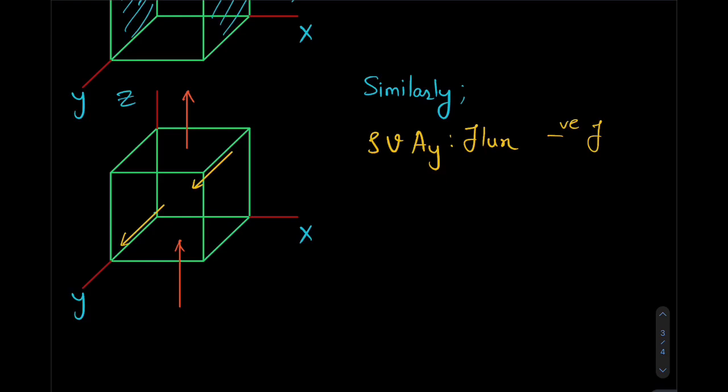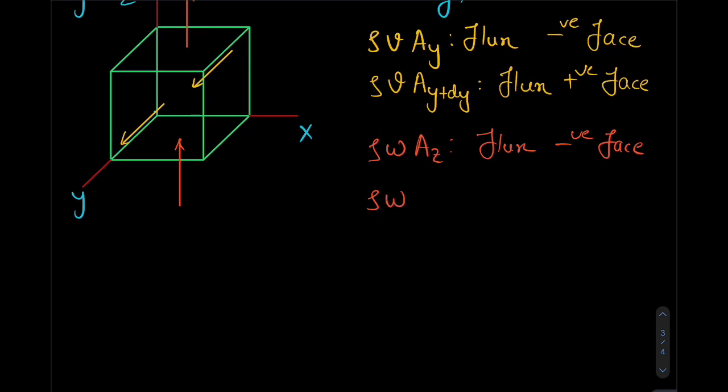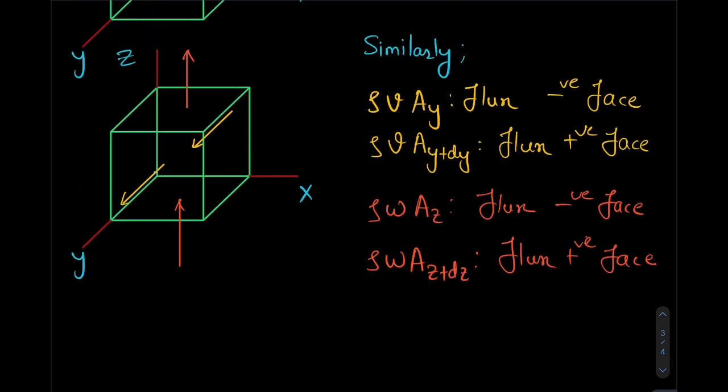Positive, no, it's the negative face y. Similarly, rho v Ay plus dy is the flux along the positive face. Similarly, rho w Az will be the flux along the negative face, and the flux along z plus dz will be the positive face. Let us mark them as along the y direction, and these are along the z direction.